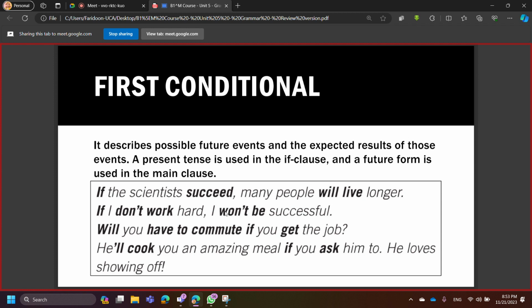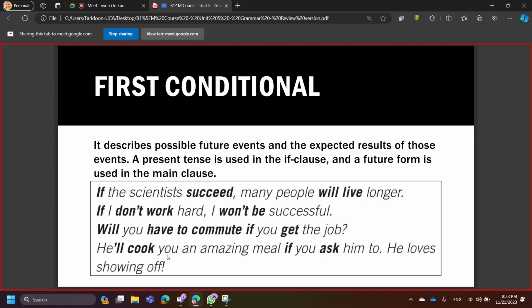Once again, these things are not set in stone. These things are not always true, but the results are very much expected. Will you have to commute if you get the job? This is a question style. He'll cook you an amazing meal if you ask him to. He loves showing off. So this is again something that is not always true, but mostly it is the expected result. Like if you ask him, about 90% maybe he will actually go and cook.